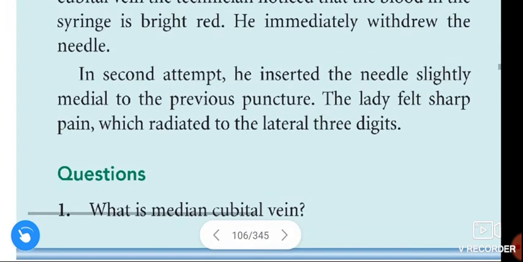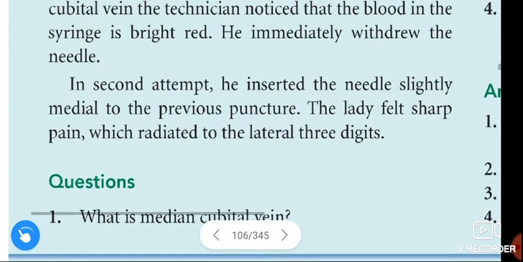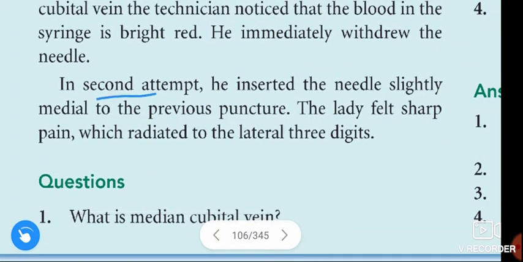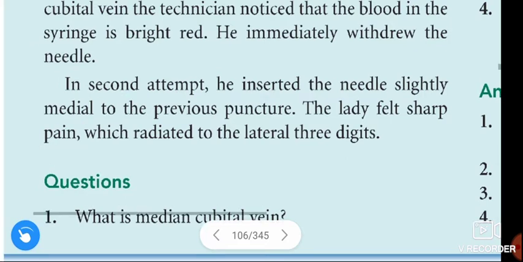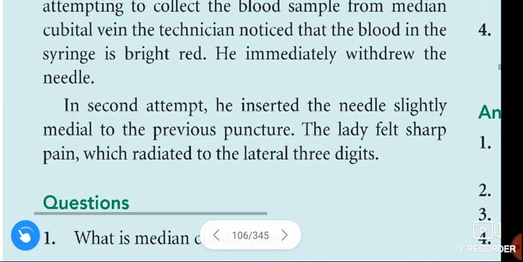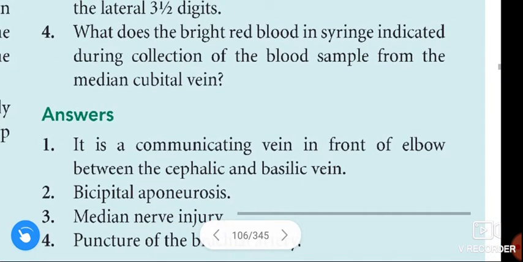See here what the technician did. In the second attempt, he inserted the needle slightly medial to the previous puncture. Okay, that means the previous puncture is the one that had the bright red blood. The lady felt sharp pain which radiated to the lateral 3 digits. Okay, this is due to the puncture of the median nerve injury.